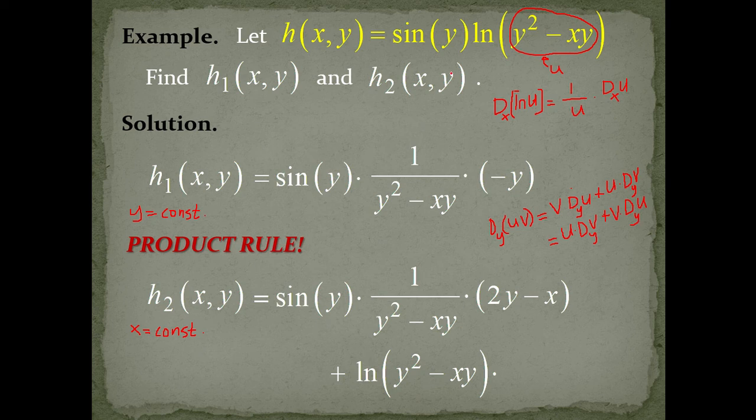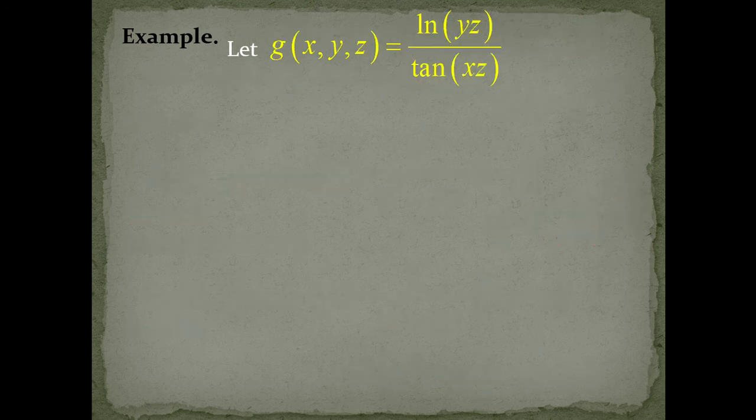So v times the derivative of u, where u is sine y, so the derivative of sine, we know that is equal to cosine y. Okay, so that's it for the next example. And now let's go to, I think, the last example for this video.